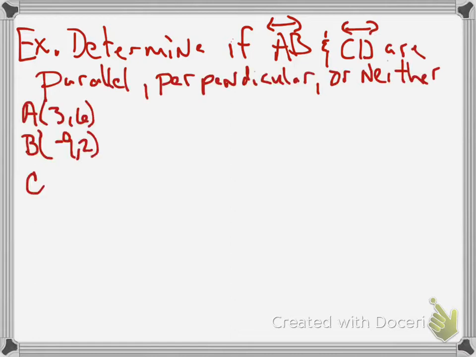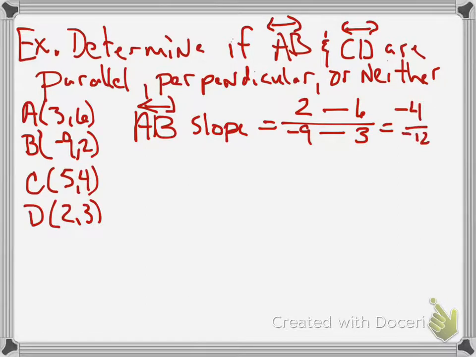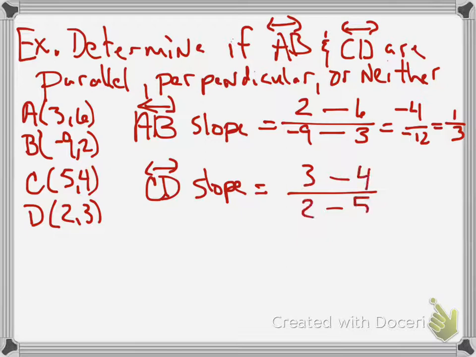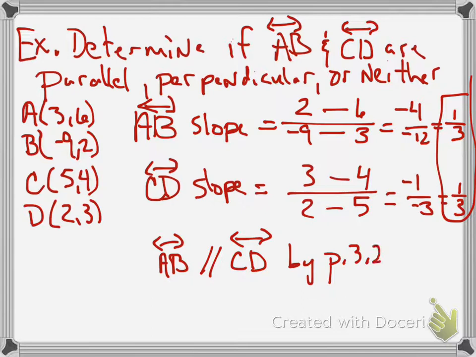Okay, so the next one. For the next one, I'm going to subtract here 2 and 6, and -9 and 3, and I get -4 over -12, which is +1/3. For C and D, 3 and 4, 2 and 5, I get -1 over -3, which is +1/3 also. So these two have the same slope, so they are parallel by postulate 3.2.